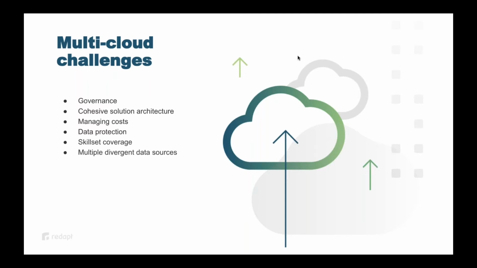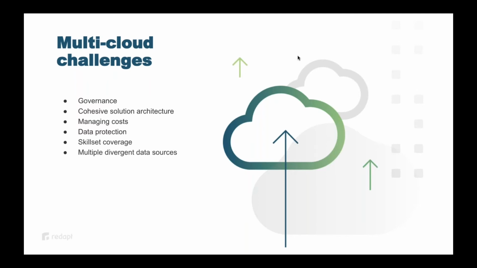Data protection becomes a challenge. If your data is spread around, it's also more difficult to identify who has access and manage that control. Skill set coverage is a major challenge, especially in today's world where we have such a shortage of high-value skilled employees. Now if I have 3 clouds, I have to either ask my current employees to have the skill set coverage for 3 clouds, or I'm hiring 3 different sets of employees from my pool. And then you've got multiple divergent data sources.